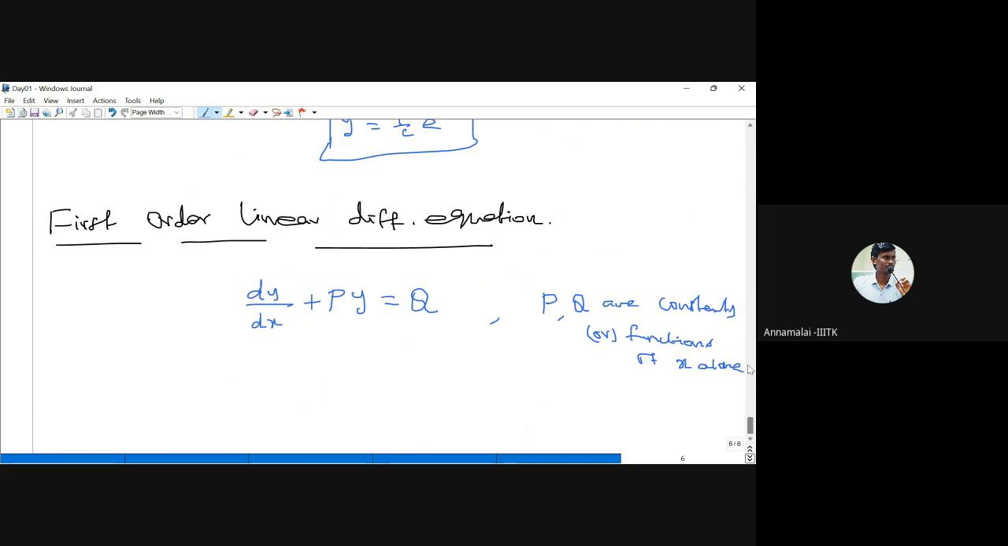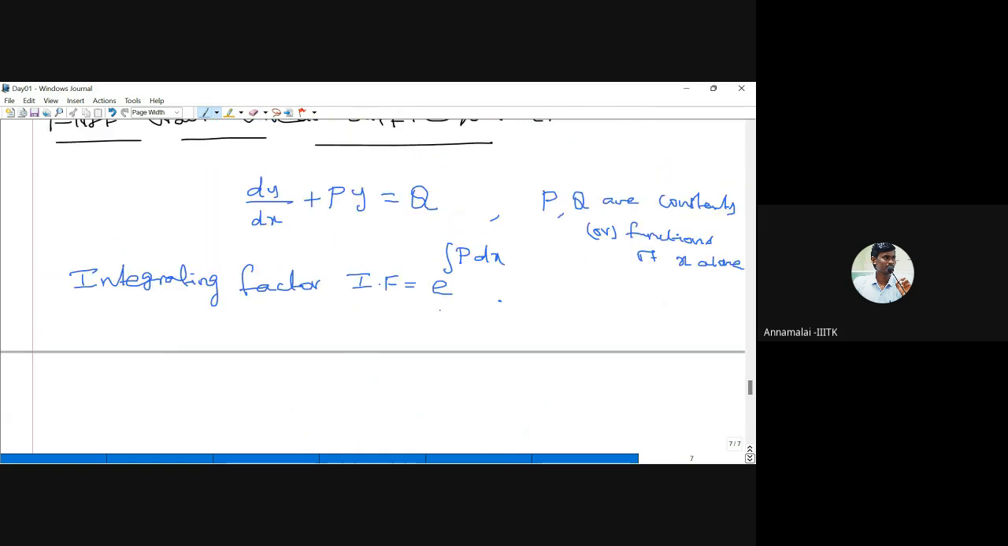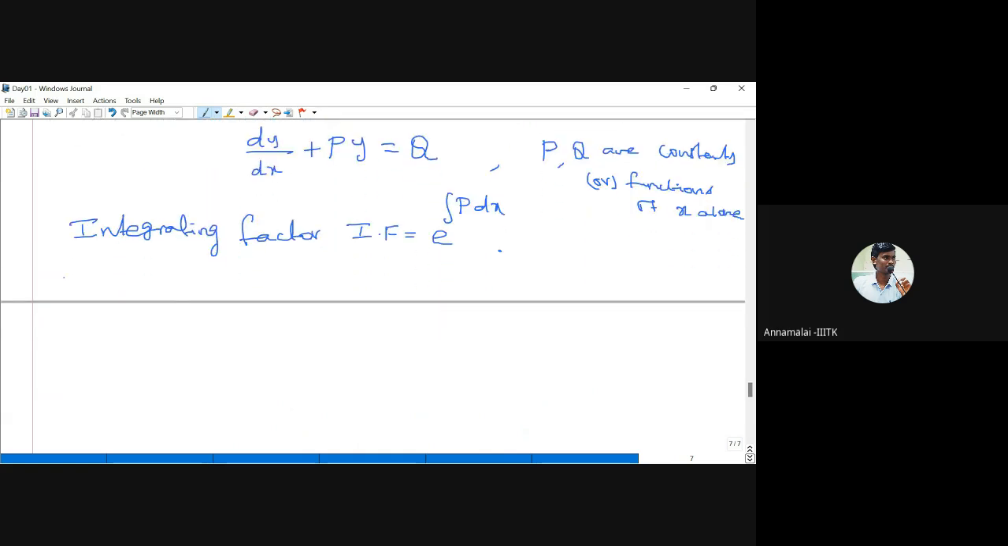In both cases, this is the solution. What is the solution? There is a term called the integrating factor. The integrating factor of this differential equation, we call I, is e power integral of p, capital P or small p, into dx. Once you find the integrating factor of this first order differential equation, I can directly write the solution.